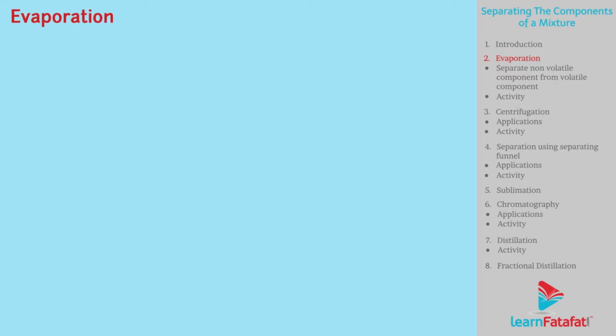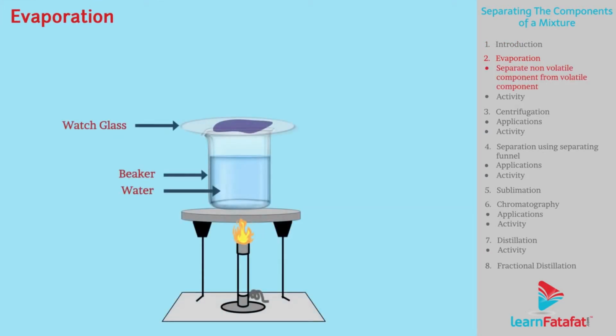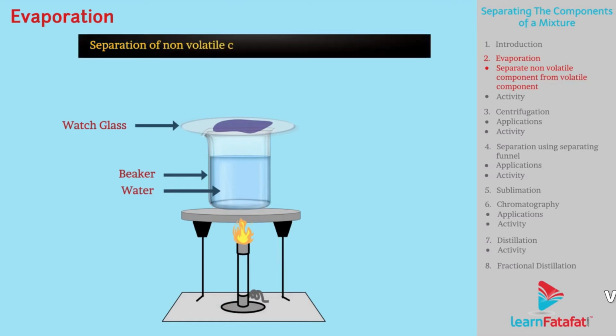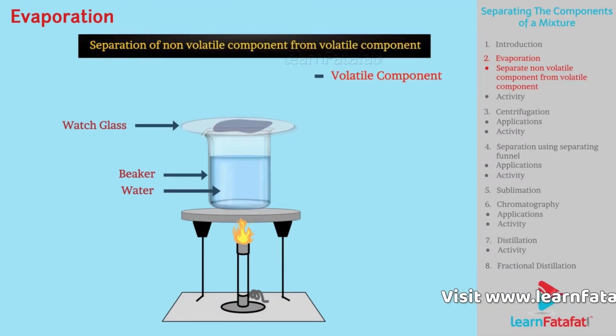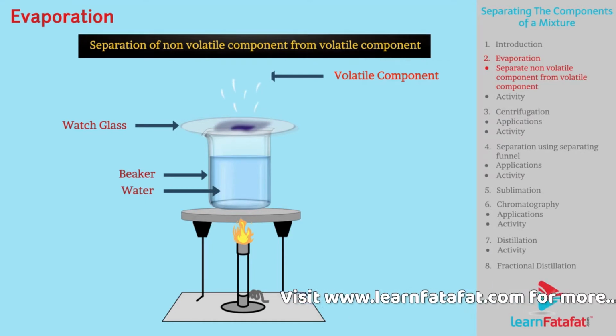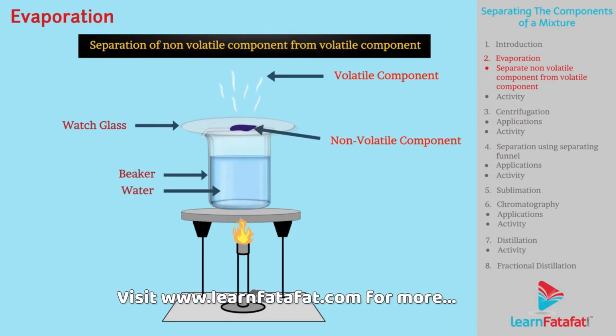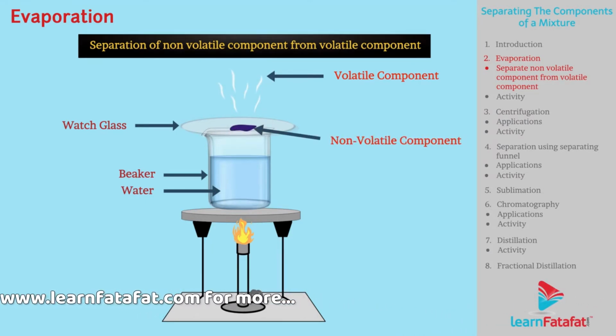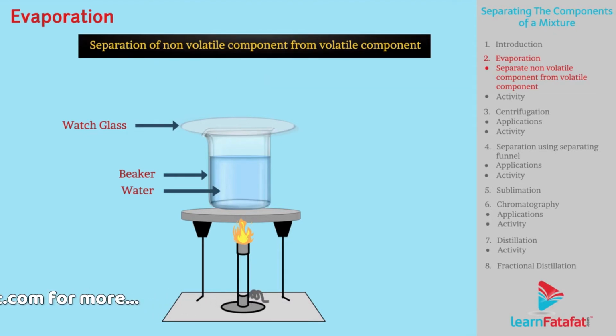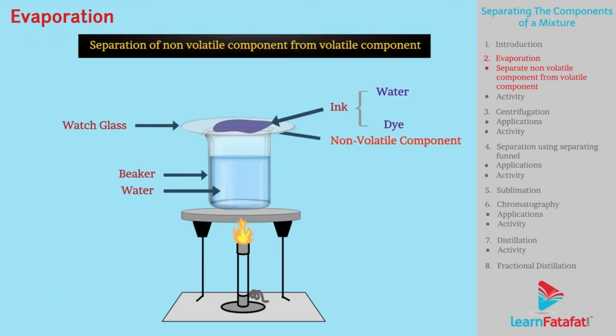Evaporation. This method is generally used to separate a non-volatile component from a volatile component, where the volatile component easily evaporates, leaving behind the non-volatile component in the mixture. For example, dye being non-volatile gets separated from water during the process of evaporation. Let us now have a look at the activity.